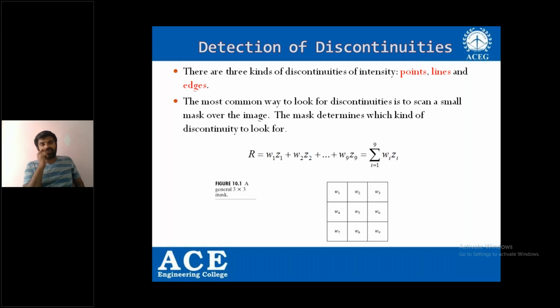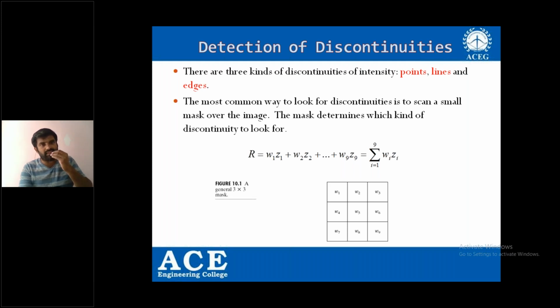And how do you identify the discontinuity? The most common way to look for the discontinuity is to scan a small mask over the image. Whenever you have the image, and if you have any dot, a discontinuity, I move the mask on the particular image, and at that particular discontinuity the resultant of the mask will be different.